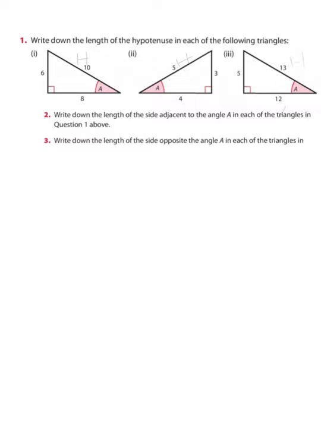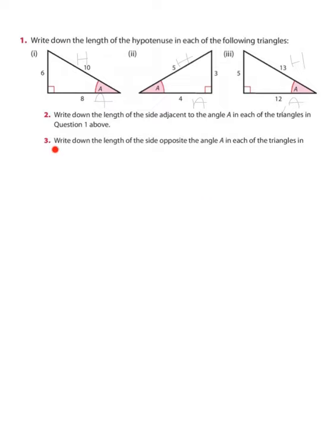Part 2 then, they said write down the side adjacent to the angle A. So adjacent means next to. So in the first one, it would be 8. In the second one, it would be 4. And the side next to the angle A in the third one would be 12. So I'll just do A for short. So A for adjacent, 4 is my adjacent here, and 12 is my adjacent in the third one.